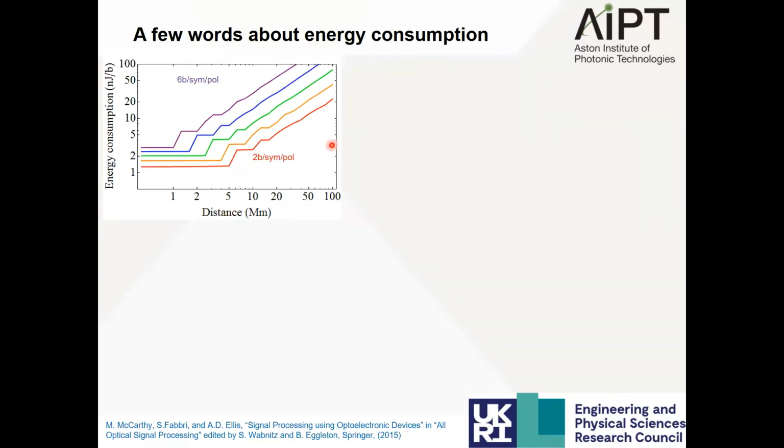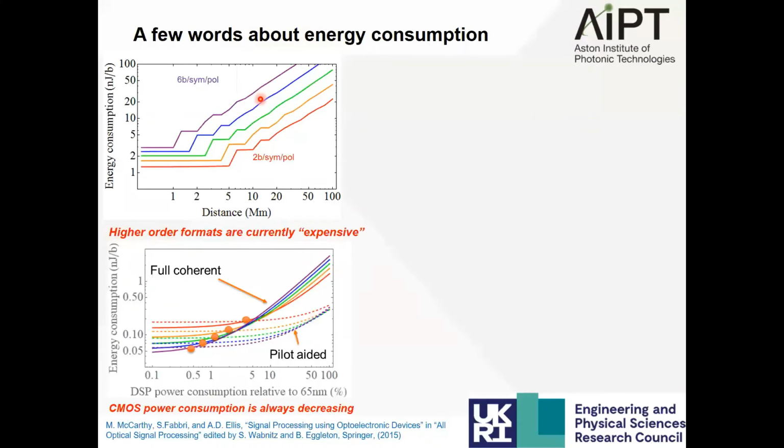And you can see that as you increase the distance, the energy consumption goes up. And as you increase the modulation format, with the technology that was around at the time, higher order modulation formats were actually a bad idea. They used more energy because it was more difficult to extract the information. But things are not that simple.